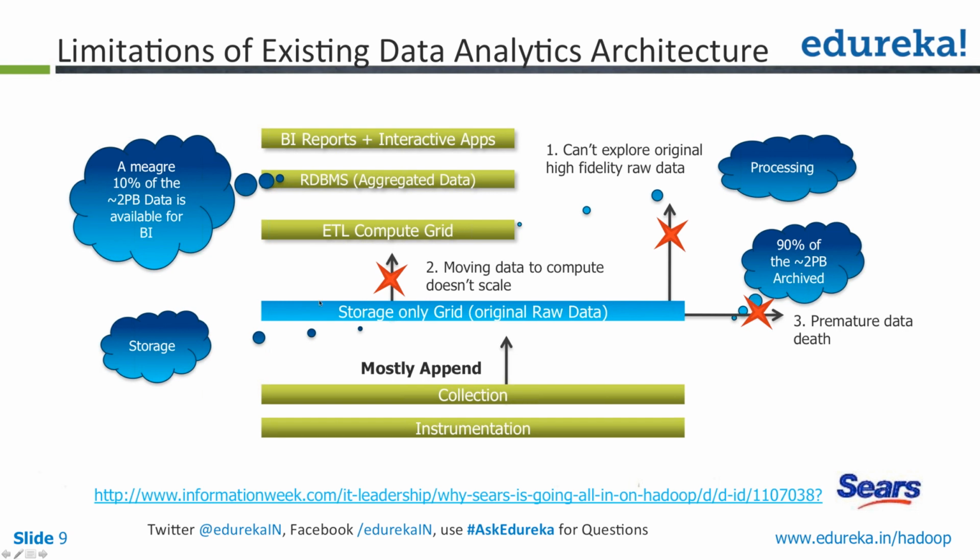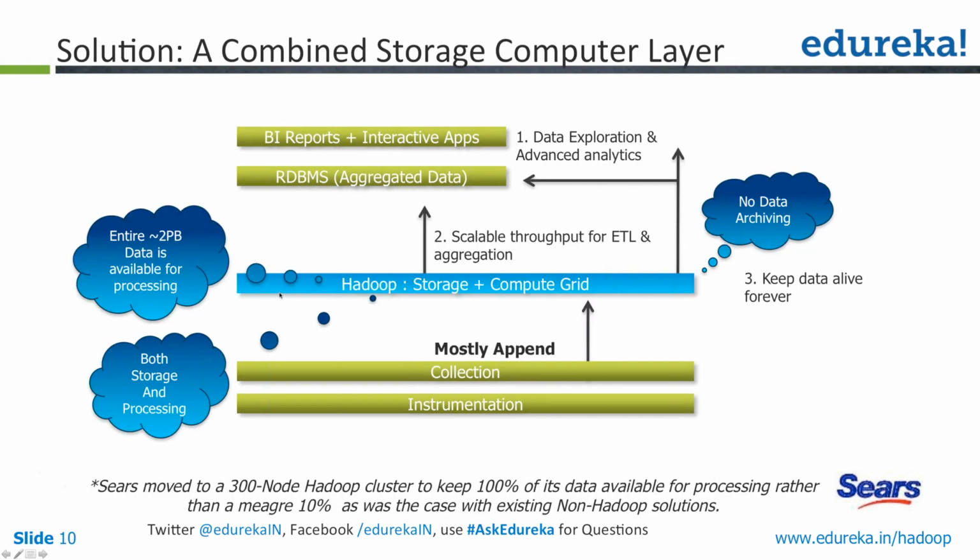What they did was, moving from this storage-only grid, they moved to Hadoop. Right now they have a 300 node Hadoop cluster where they keep all their data. 100% of their data is available for storage and compute, right? So there's no data archiving, as you can see here. The advantage you get is that their entire 2 petabytes of data is available for compute as well. How this is made possible is something we'll explore going forward, how Hadoop is able to achieve that. I'll tell you as we move ahead.